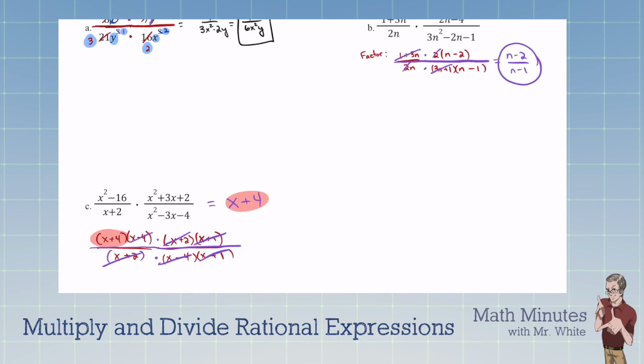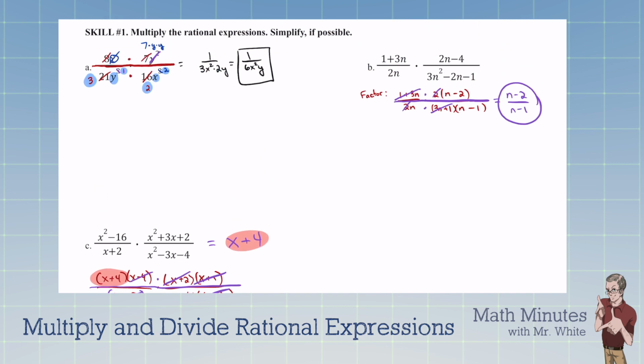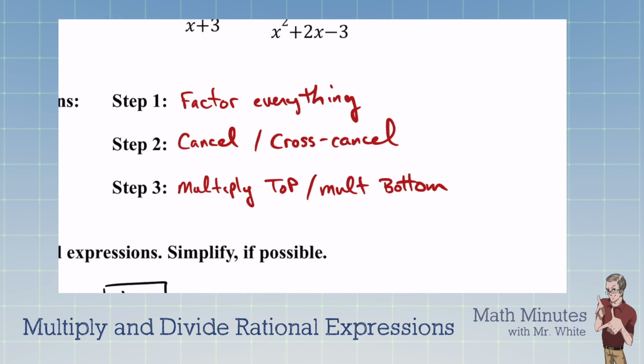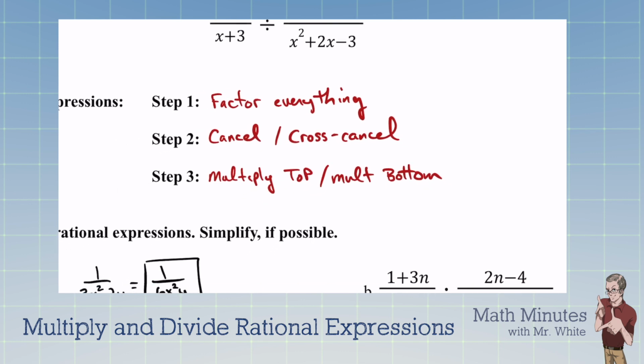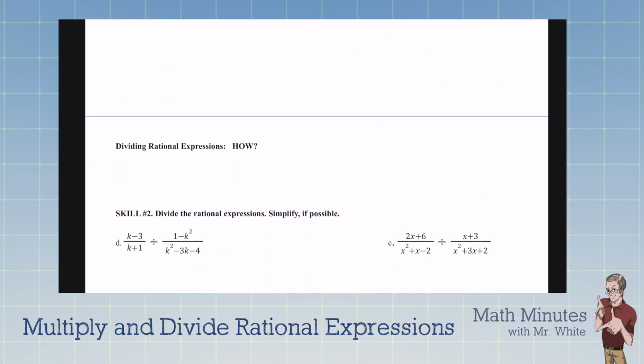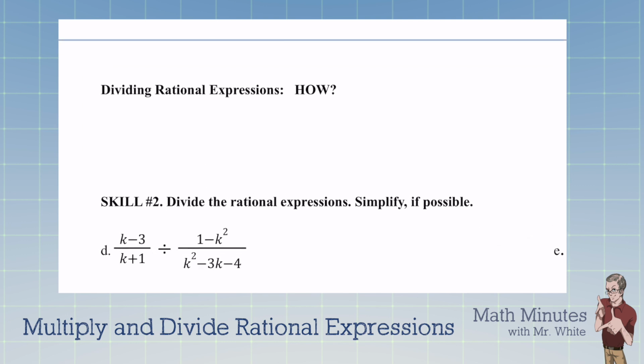Okay, folks, so that was skill number 1, multiplying. We factored everything, and then we canceled, and then we just multiplied fractions, top and bottom. Dividing fractions, dividing rational expressions. How do we do this?